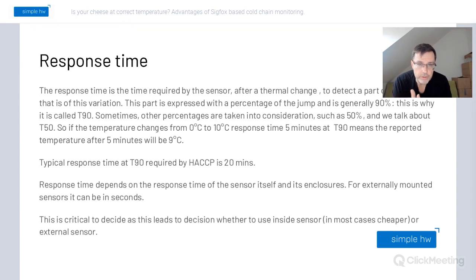So again, don't shoot for the fastest response time if you really don't need it, because mostly the internal temperature meters are cheaper than the external ones. So if you are fine with a few minutes response time, you can use the internal. If not, you need to use the external one.